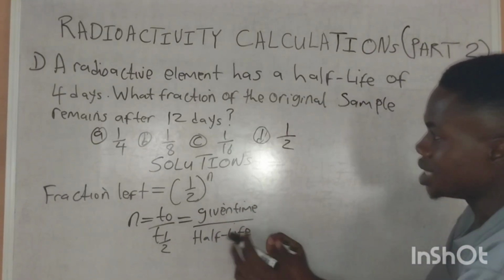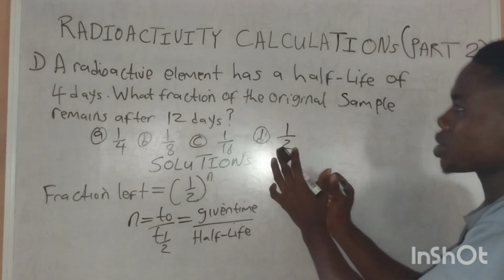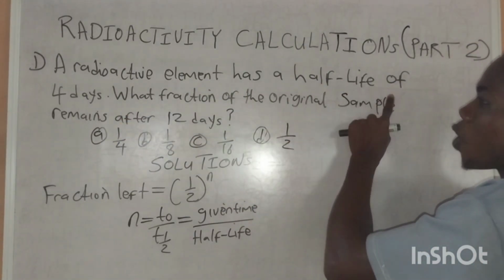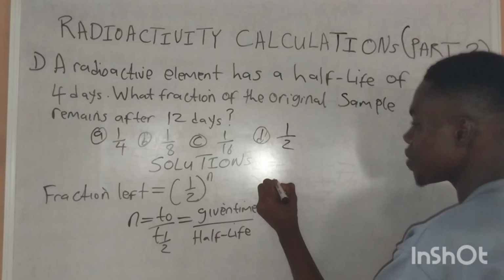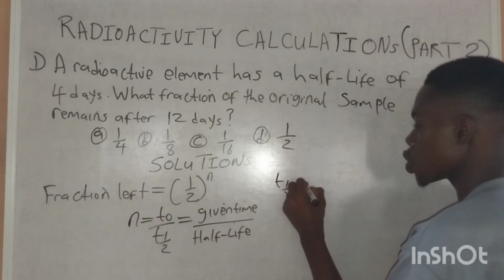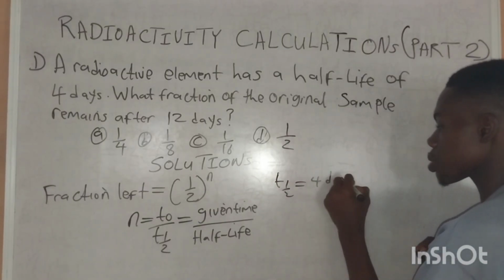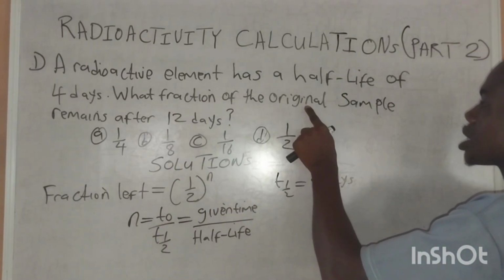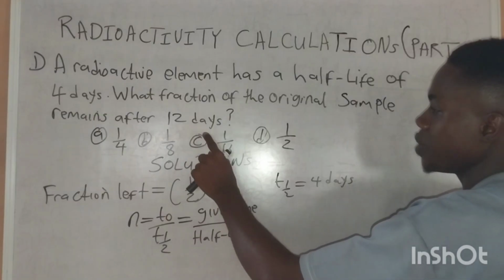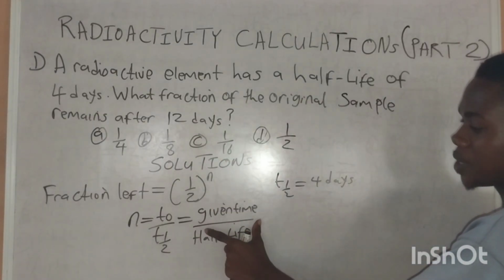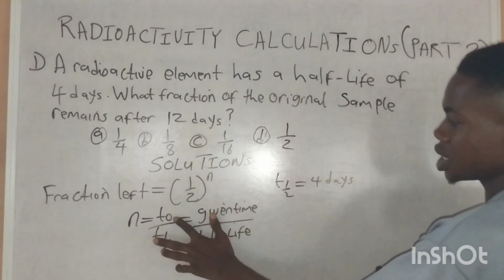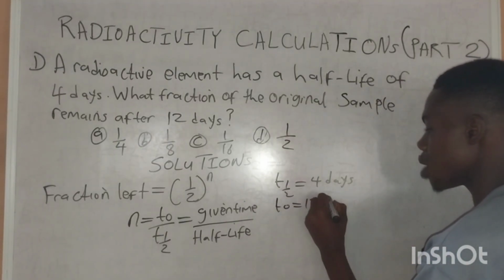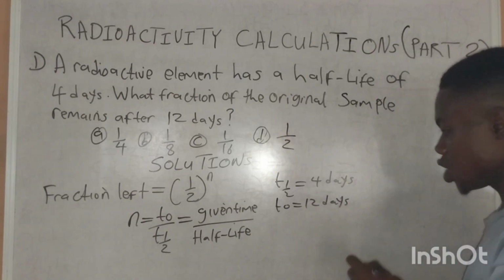Now, having brought out this, let's go back to the question to bring out our parameters. The question says a radioactive element has a half-life of 4 days. So the half-life is 4 days. And then it says what fraction of the original sample remains after 12 days. Now these 12 days happen to be our given time, which is t naught. So t naught is equal to 12 days.